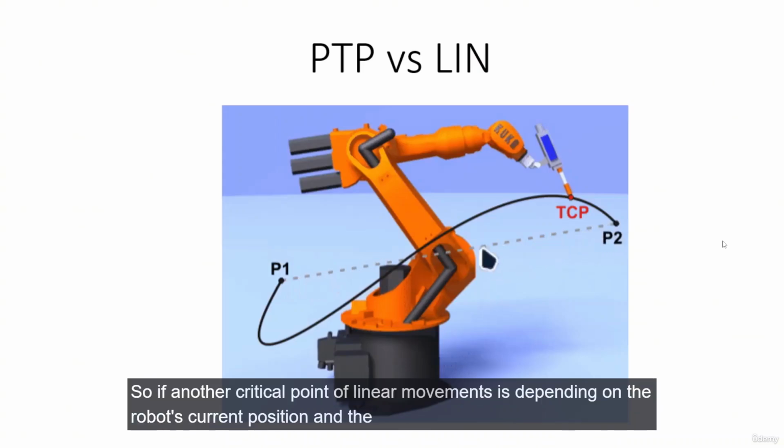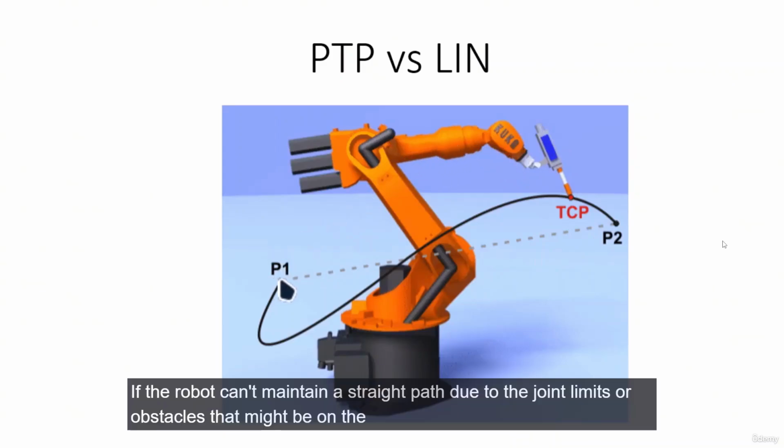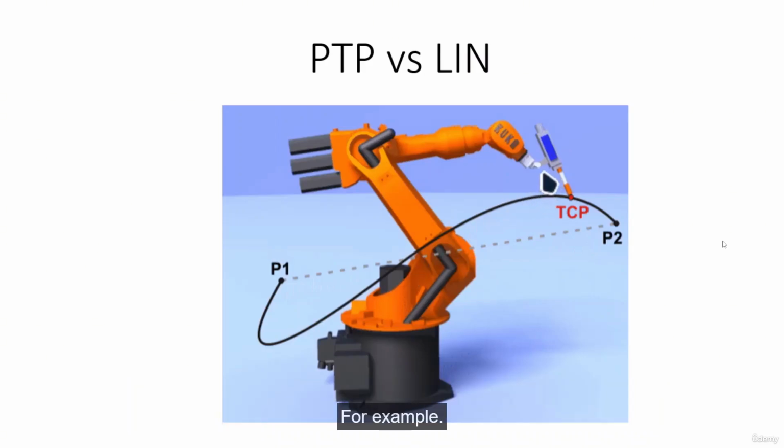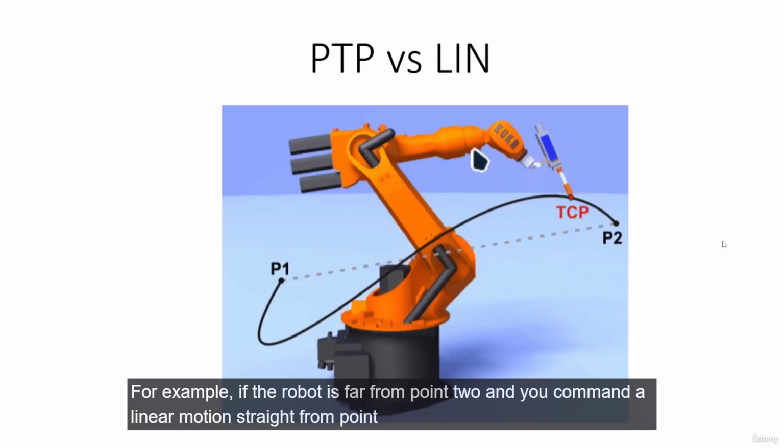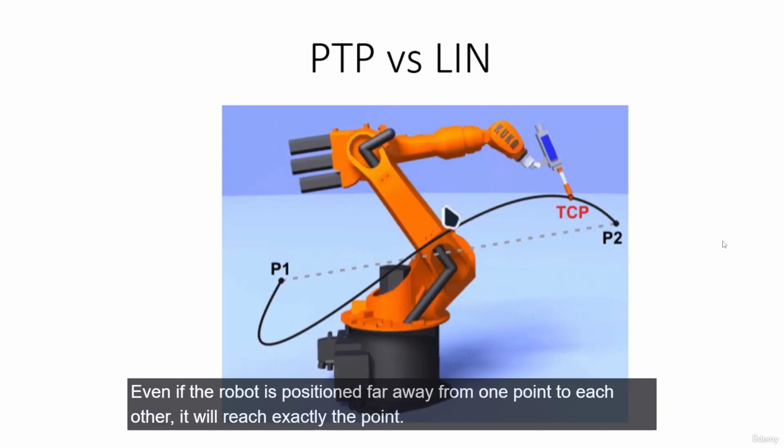Another critical point of linear movements is that, depending on the robot's current position and the end position, a linear movement might fail. If the robot can't maintain a straight path due to joint limits or obstacles that might be in the way, for example, if the robot is far from point 2 and you command a linear motion straight from point 1 to point 2, it might not reach the target.